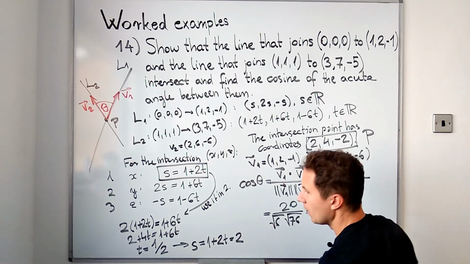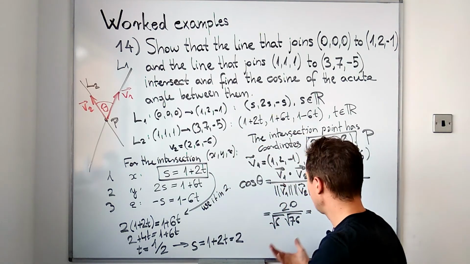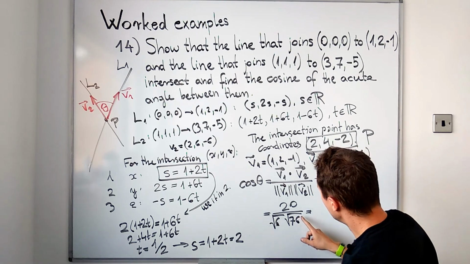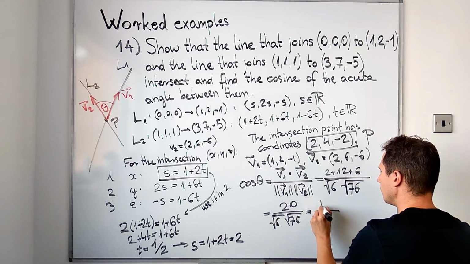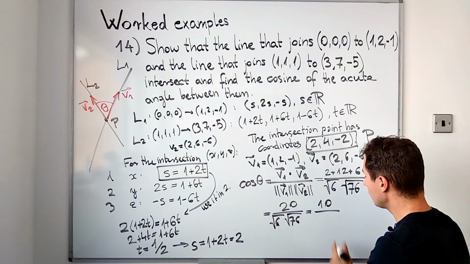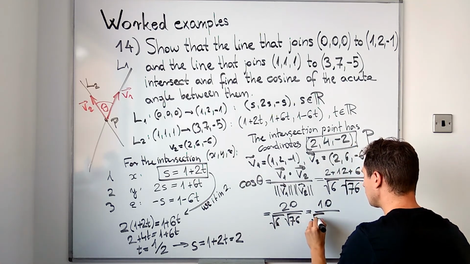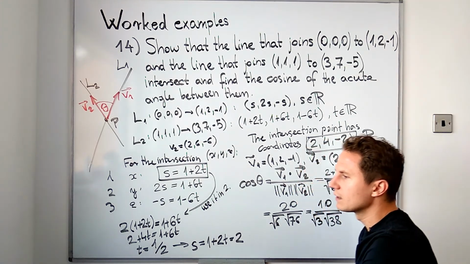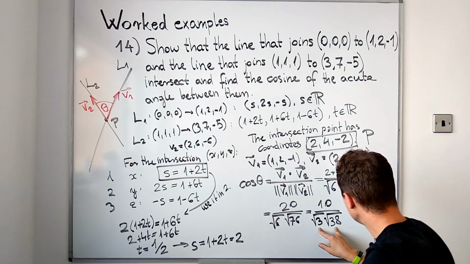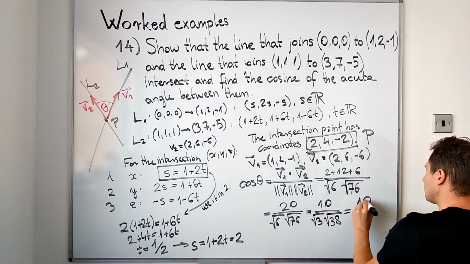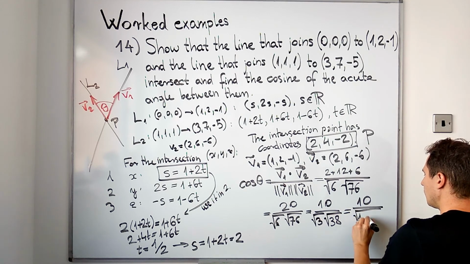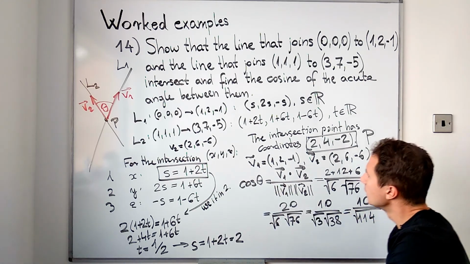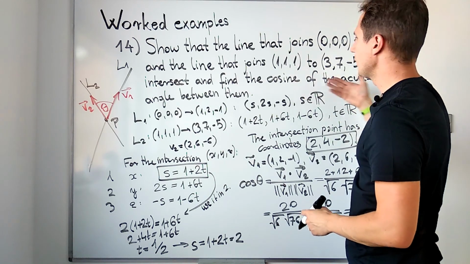We can certainly simplify this by taking a square root of 2 from the square root of 6 and the square root of 2 from the square root of 76. That gives us a factor of 2 in the denominator, by which we can simplify, and we are left with the square root of 3 and the square root of 38. That's just multiplying those two numbers to get 10 over the square root of 114. This is a positive number, the cosine of theta, so this is indeed the cosine of the acute angle between them.